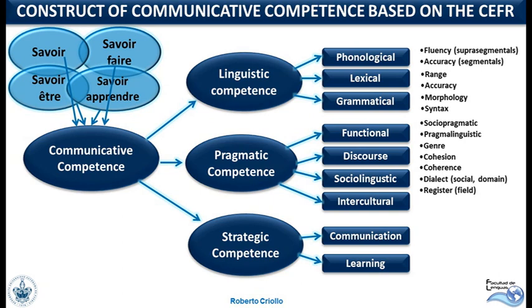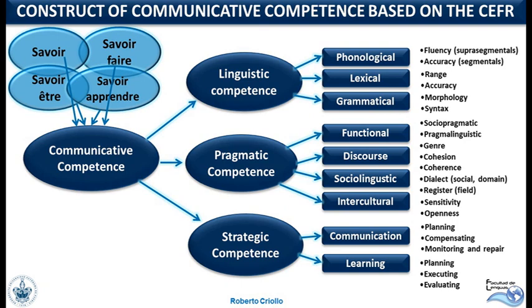Sociolinguistic competence, in general terms, we can see the different social and regional dialects, right? The registers and the fields. In terms of intercultural competence, we'll look at sensitivity and openness. And obviously for communication, we're going to see different strategies like planning, compensating, monitoring, and repair. And for learning strategies, how we plan, how we execute, and how we evaluate these learning strategies. So this is the construct of communicative competence in the way that it is operationalized in the Common European Framework.